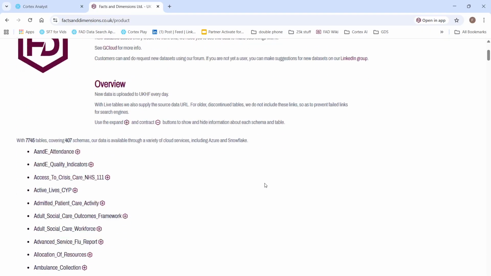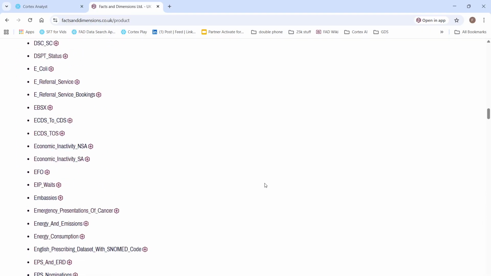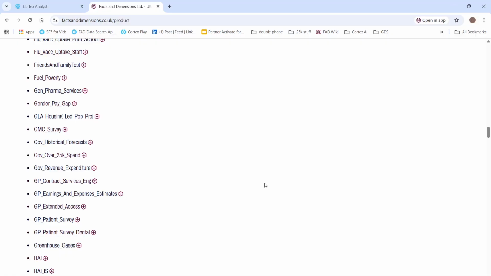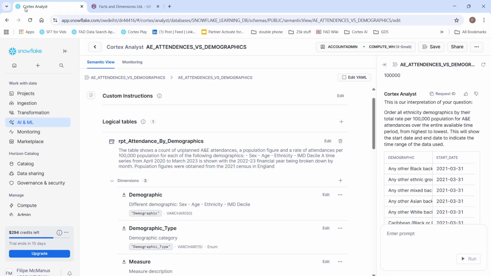You can see the huge list of data sets that we have, all in one database, all from various open sources. And I'm going to use the Cortex AI tool to analyze that data as we have it all loaded into one enormous database. So we had a question come in asking me to see if there was any correlation between the local population demographic and A&E attendances.